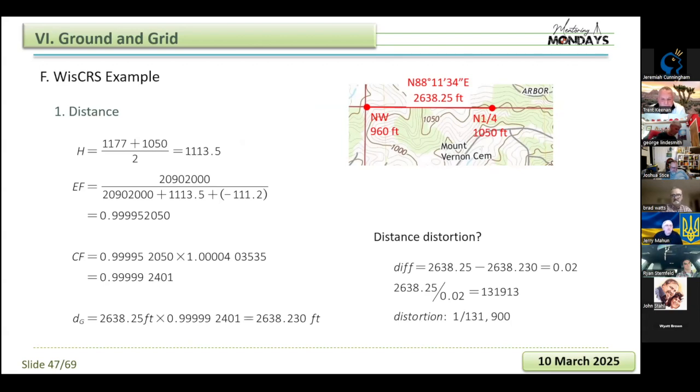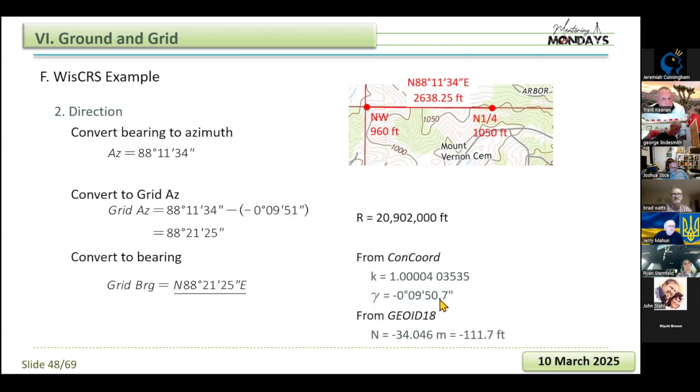My convergence is still 9 minutes. So I'm not going to ignore that, but because it's a small area, that 9 minutes is pretty consistent throughout my project area. It's not going to vary as much as my convergence does for my state plane, which goes all the way across the state.